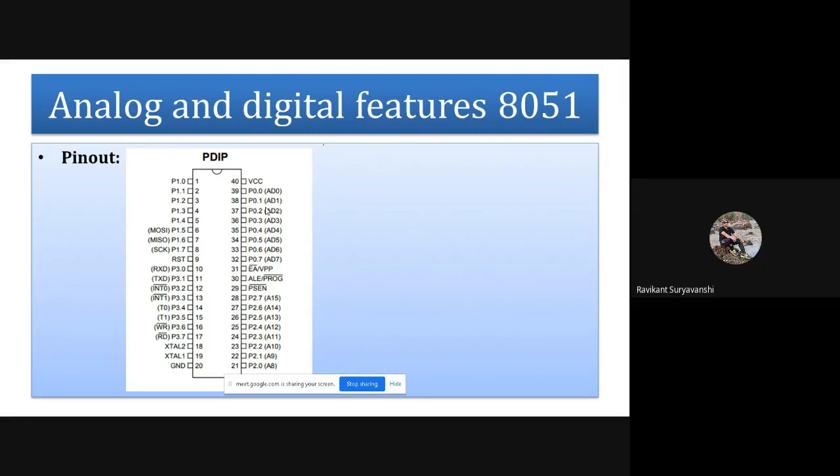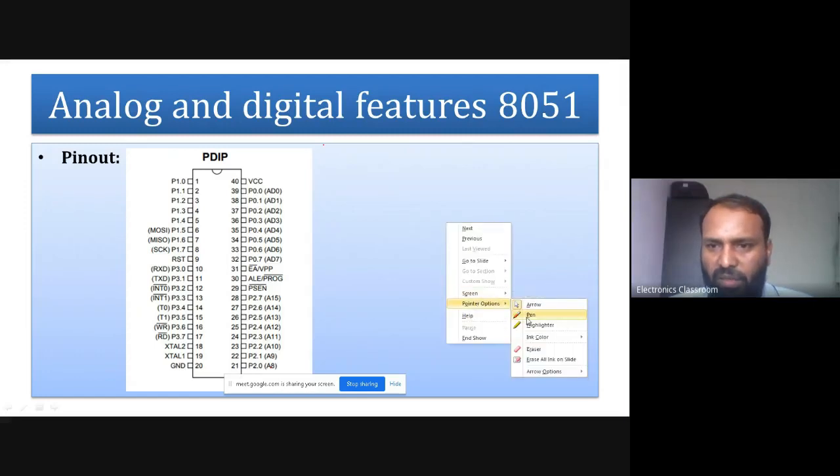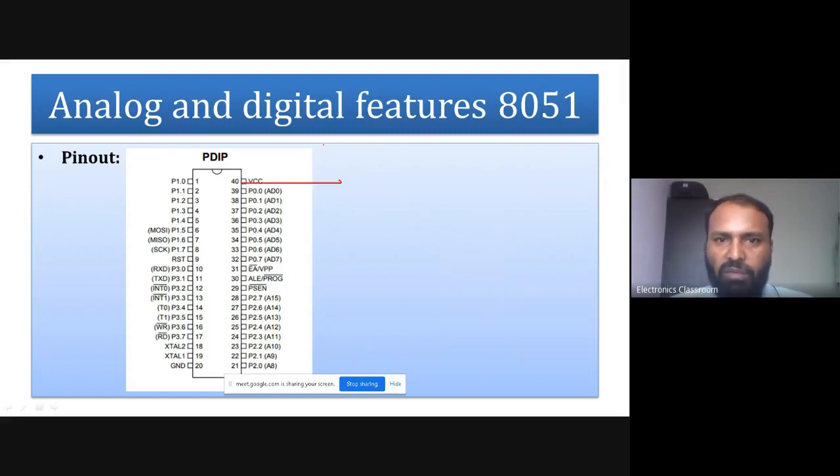Anyone? Any other one? Ground, ground pin, VCC, ground. Those are the important connections to make a minimum connection. Okay. So I will make a diagram here. I need to connect this pin to VCC.